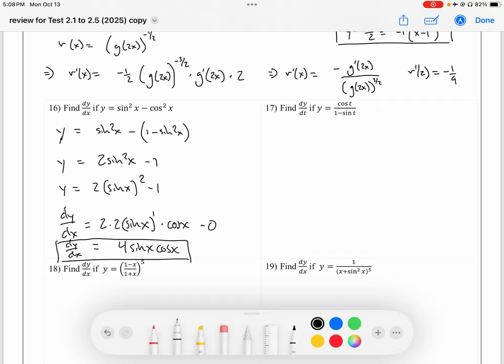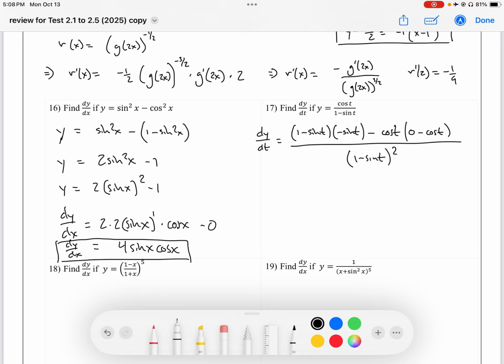Okay, this is going to need to probably use the quotient rule. So I'm just going to go ahead and do that. dy dt is equal to low d high. 1 minus sine t is the bottom times the derivative of the top, which is negative sine t, minus high d low. Cosine times the derivative of 1 minus sine, which is 0 minus cosine, all divided by 1 minus sine t squared. Never multiply that out. It's almost never the right idea. Just leave it. I mean this denominator. You should just leave as something squared.